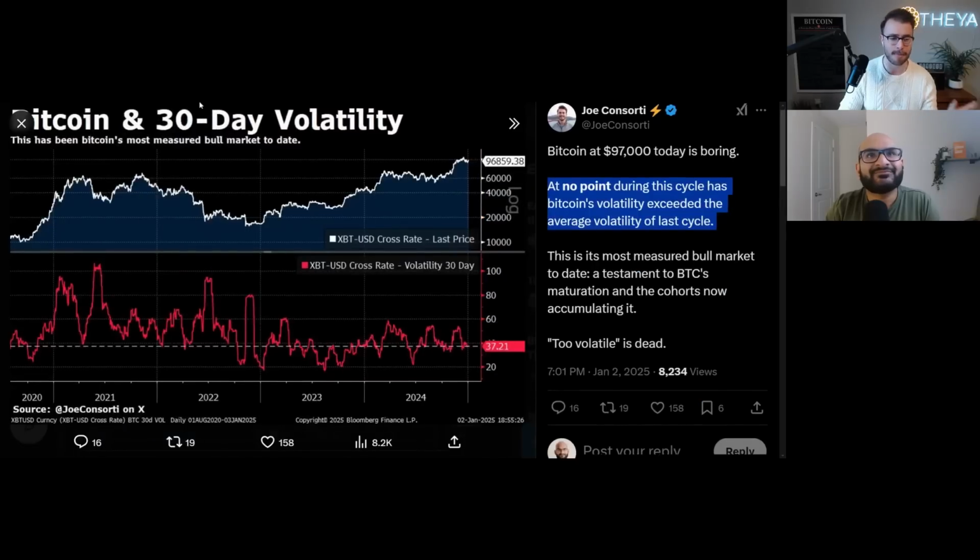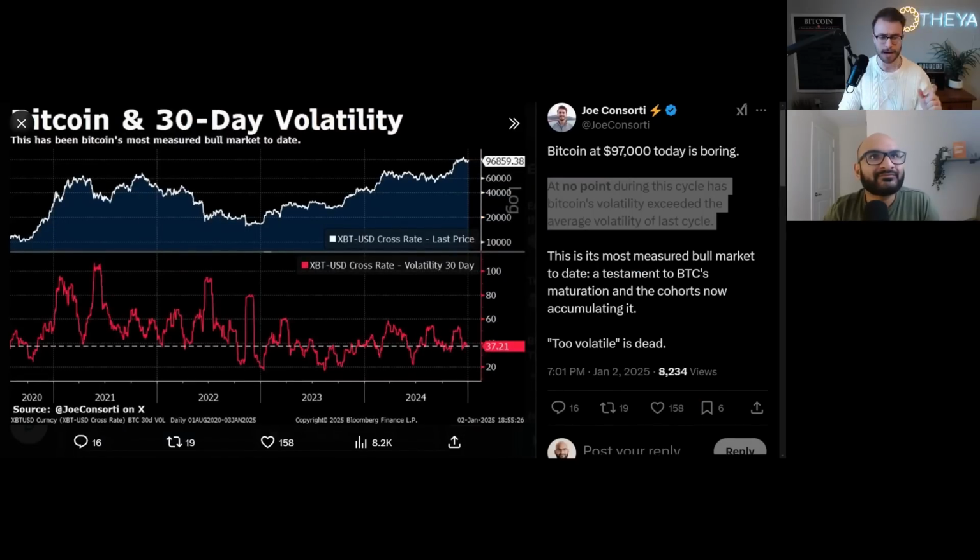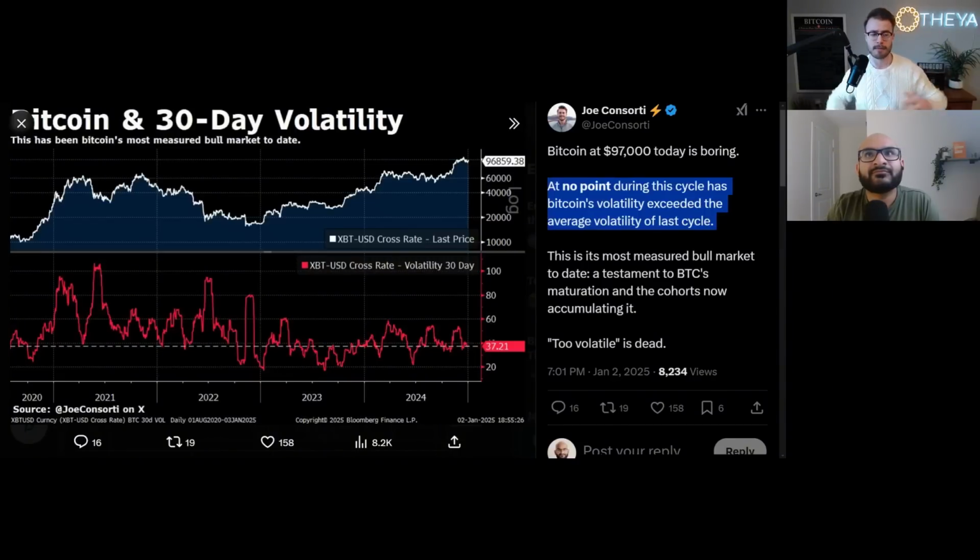So right now, Bitcoin's volatility is the lowest it has been cyclically, right? If we're talking about the average volatility during cycles, this is the lowest average volatility Bitcoin has ever had. It says here in this tweet, at no point during this cycle has Bitcoin's volatility exceeded the average volatility of last cycle. So that's pretty wild. There have been zero instances of extreme volatility, right?